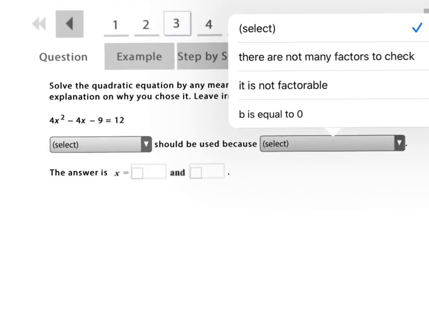4x squared minus 4x minus 9 equals 21. Let's get it equal to 0. So I'm going to move the 21 over. If I do that, I get 4x squared minus 4x minus 21 equals 0. Now, if I try to do factors, 4 times 21 is negative 84. Factors of 84 that subtract to give me 4. So I start going through 1 and 84, 2 and 42, 3 goes into it 28 times, 4 and 21.